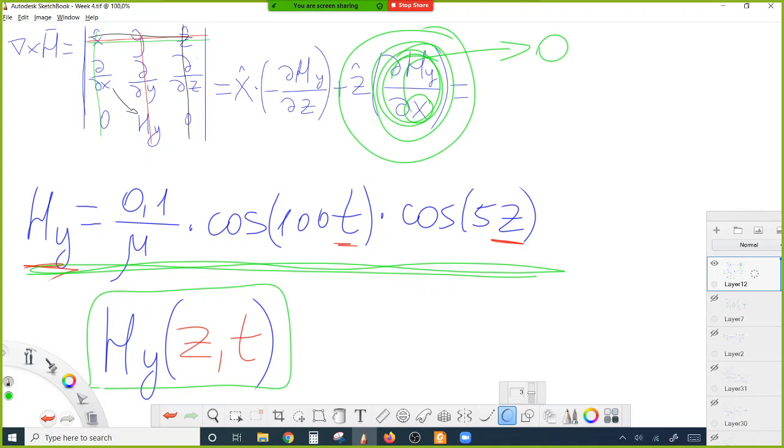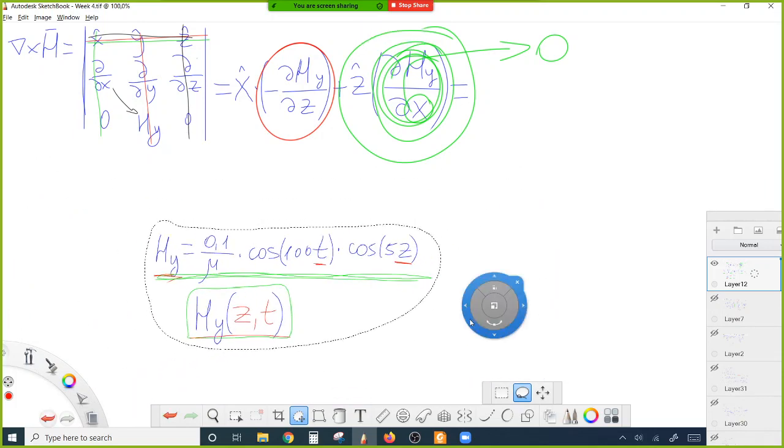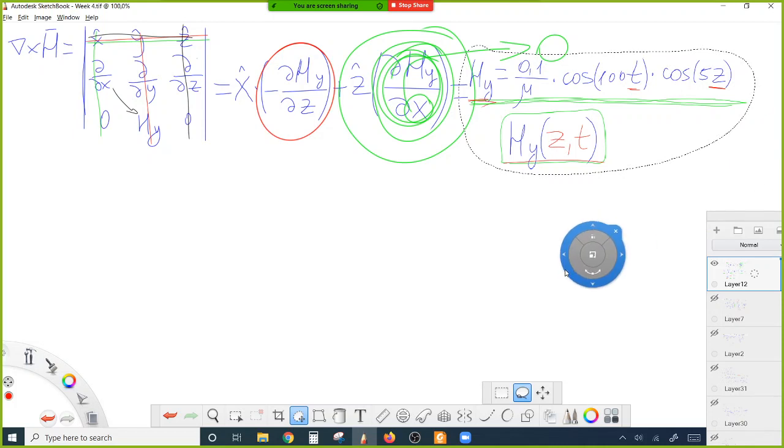And now let's look at this derivative. Here we are taking the derivative of Hy with respect to z. We can see that Hy is a function of z. It means that we can take the derivative with respect to z. Now let's take the derivative with respect to z, and what we will have.